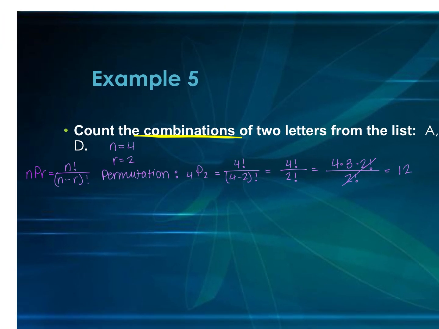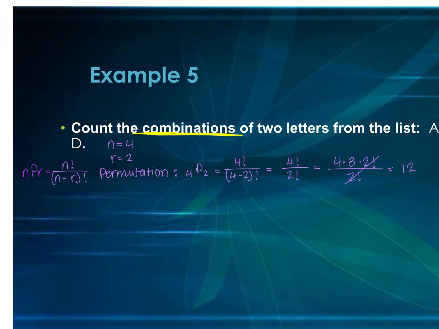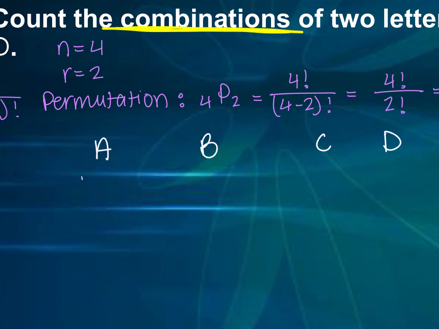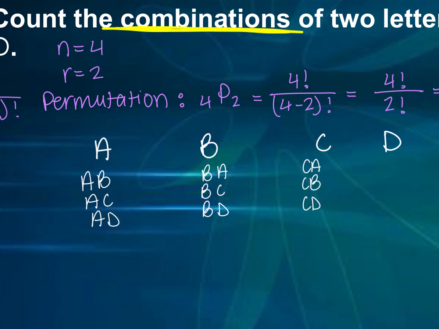This is permutation. So I'm going to draw out the pattern so you can see what that pattern is. Looking at it, I'm going to have A, B, C, and D, and I'm going to write all 12. I'm going to have AB, AC, AD, BA, BC, BD, CA, CB, CD, and this is DA, DB, and DC. So these are all the patterns for my permutation. I have 12 of them.